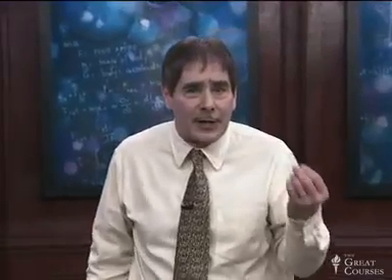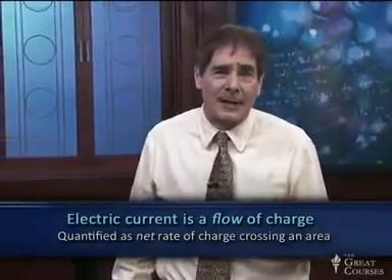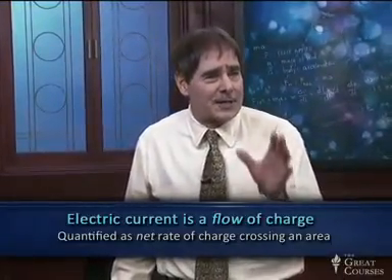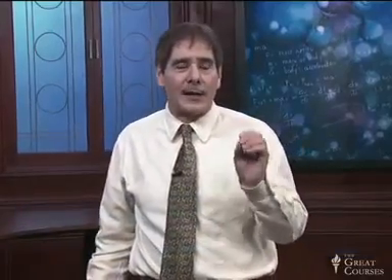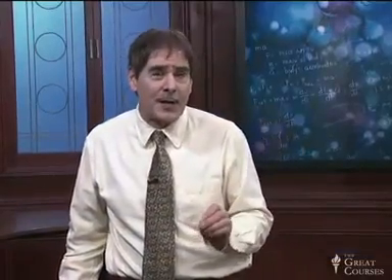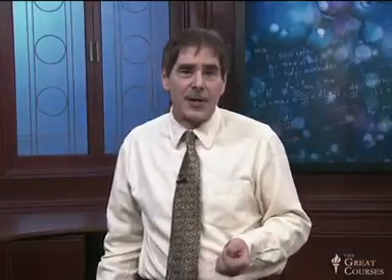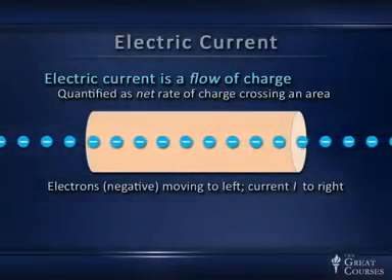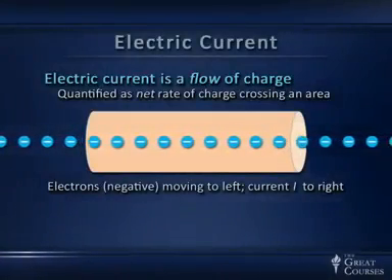Let's look in a little more detail at electric currents. Electric current is a flow of electric charge. We've quantified it as the net charge crossing an area, the rate at which net charge is crossing an area. And I want to emphasize that in the context of the fact that there are two kinds of charges. In fact, in metal wires, the charge carriers that are carrying current are negative electrons. So in this picture, the electrons are moving to the left, but because they're negative, the net flow of charge is to the right, and that constitutes a current to the right.